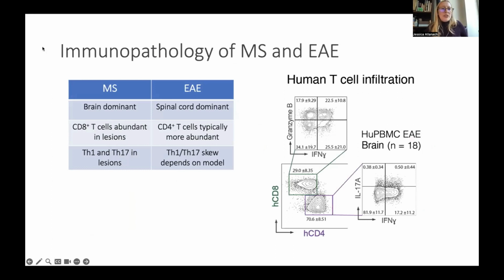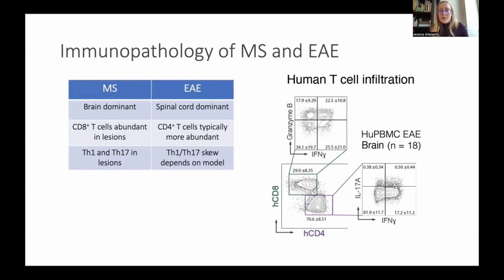And just to highlight some of the differences that can come up when you look at MS immunopathology versus EAE. MS is typically considered a brain dominant disease. It does affect the spinal cord in some cases, but EAE is very spinal cord dominant. You tend to see a lot of CD4 T cells infiltrating the spinal cord, whereas in MS, CD8 T cells tend to be more abundant within the lesions of the brain, or at least on the outside, anywhere from 2:1 to 10:1 CD8 to CD4. And you can see a mix of both Th1 and Th17 in both MS and EAE, depending on the model you use in the case of EAE and how you induce the predisposition of the strain.